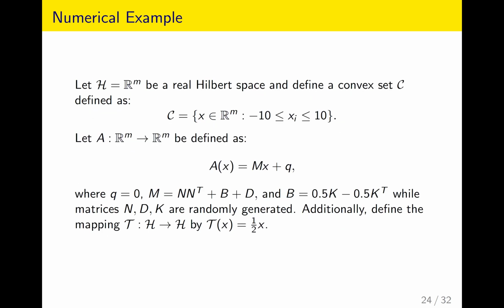Next, we take one example, but we have multiple examples here. We take a Hilbert space, an infinite dimensional space, and a convex set bounded by minus 10 and 10, and we have a mapping A, where A of x is Mx plus q, and M is defined as the summation of some matrices, where B is defined with the help of K and D_K, which are randomly generated matrices, and T of x is 1 by 2 x.